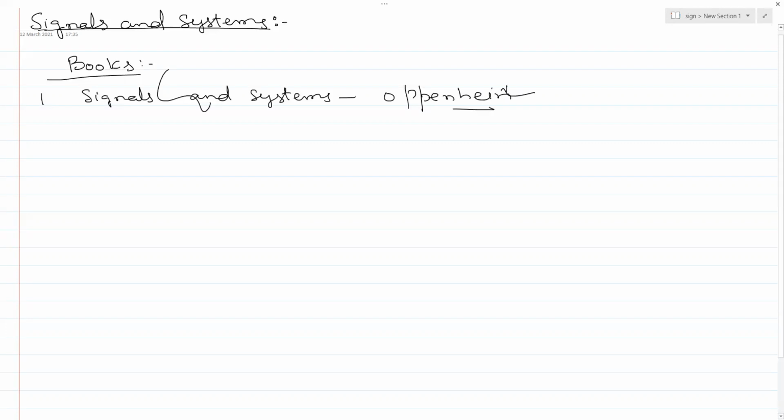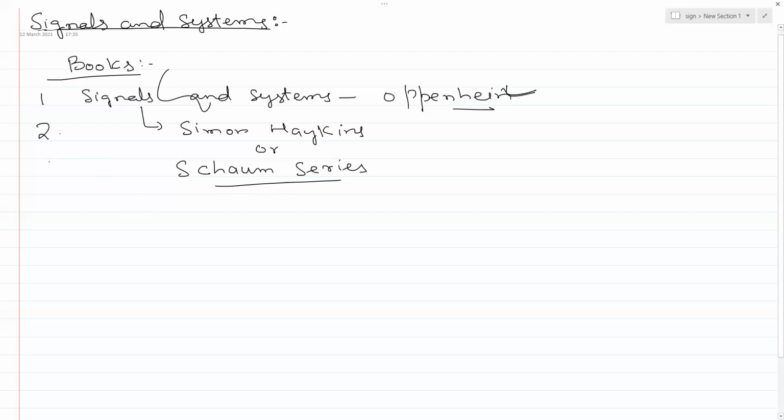You can read this book. It's a pretty good book. Then you have Signals and Systems by Simon Haykin. Or you can consult Schaum's Series for numerical problems, so that you will get acquainted with them and not face any difficulties in competitive exams or the GATE exam. These are the three recommended books. These are very good books.